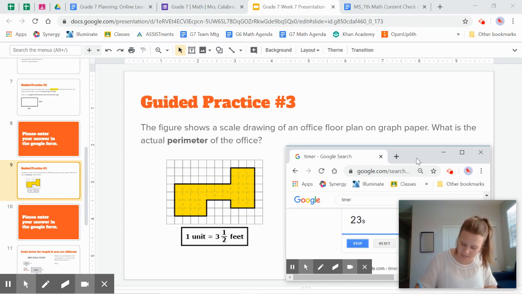It's important that you see the scale factor on that picture. Remember that 1 unit represents 3.5 feet in real life. Okay, there's our time. If you didn't quite finish, that's okay. Go ahead and just stick with me and you can update your paper as we go.